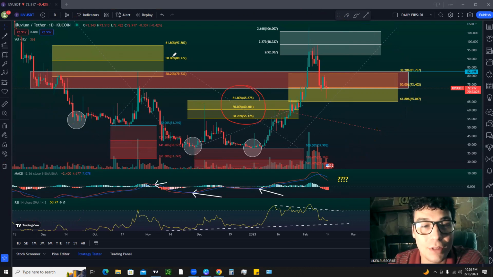So if you notice, we have these series of yellow lines here, and there's always three of them. These are the three most important, most common, and well-respected retracement levels. Those are the 61.8, the 50%, and the 38.2% level.